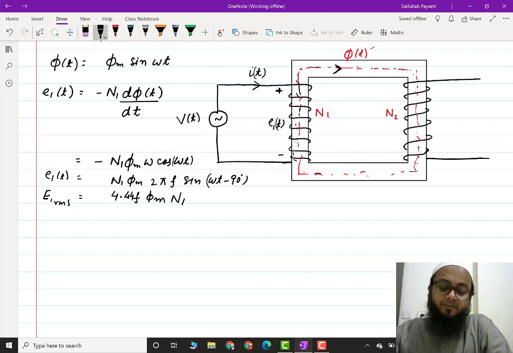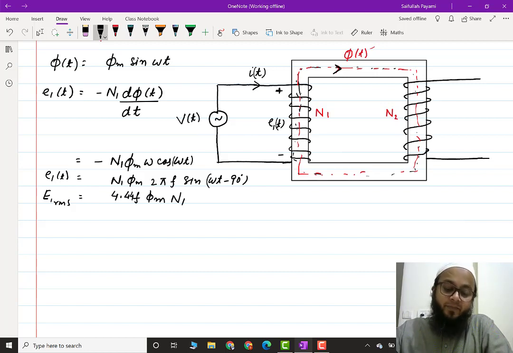Now the same flux is actually linking with the second coil as well. The first coil has N1 turns, and let's say the second coil has N2 turns. So the same flux links the second coil, and obviously even this coil experiences a change in magnetic field. Based on Faraday's law, even on this coil we would have an induced EMF. What should be the direction, the polarity, of the induced EMF? How to decide it?